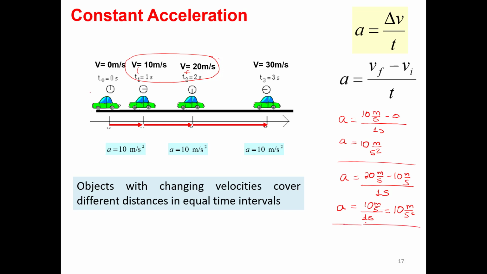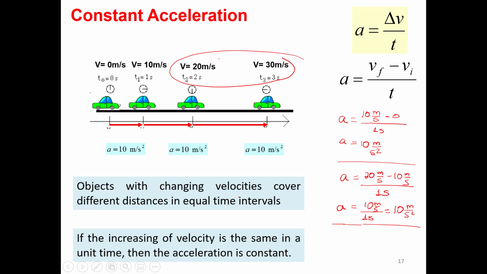And we can do the same with the last one. Then 30 minus 20 is 10, divided by 3 minus 2, which is 1 second. 10 divided by 1 will be 10 meters per second squared. Then what we can see is the acceleration is the same. Then the acceleration is constant. Yes, it's constant.